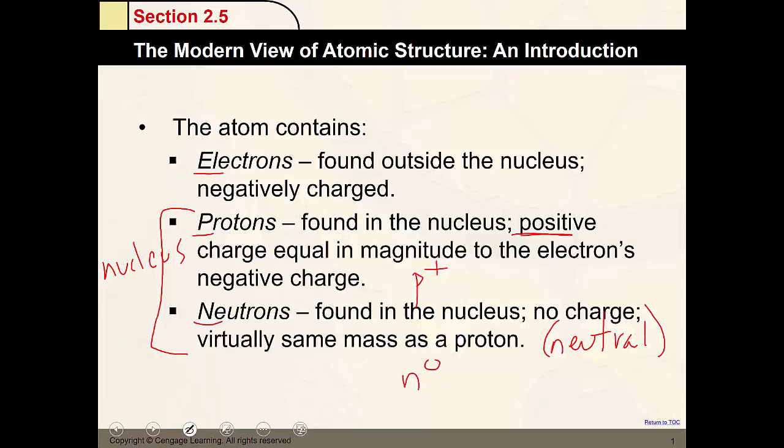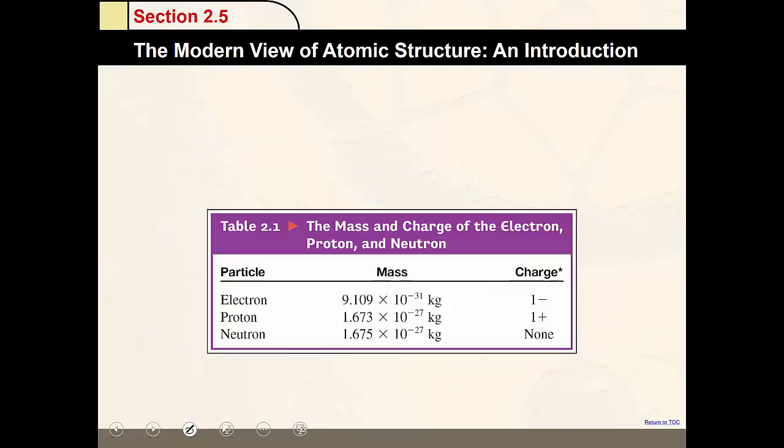And then finally, electrons are found outside the nucleus, around the rest of the atom, and they're negatively charged. So the abbreviation for the electron is a lowercase e followed by a negative sign.